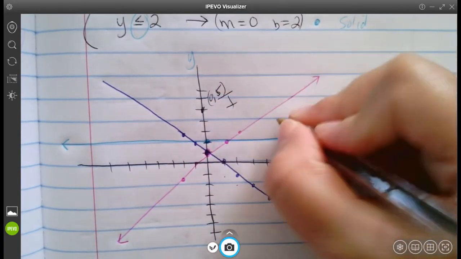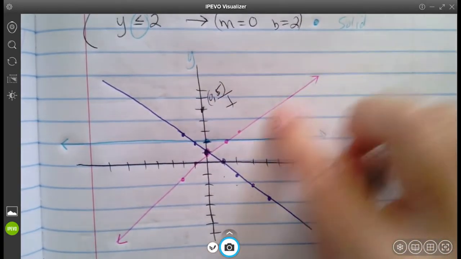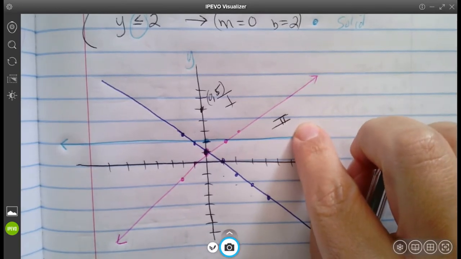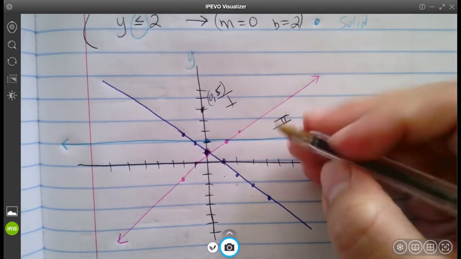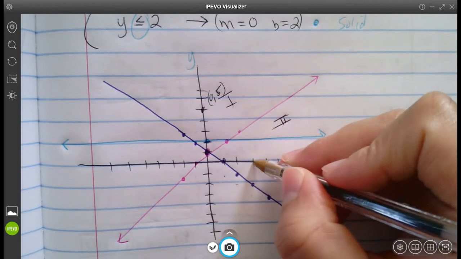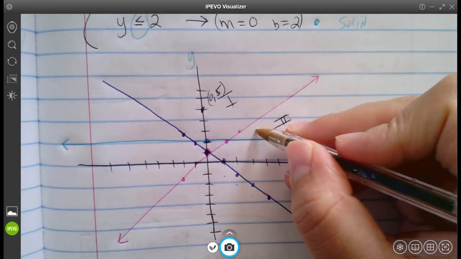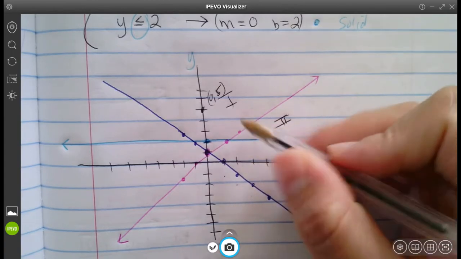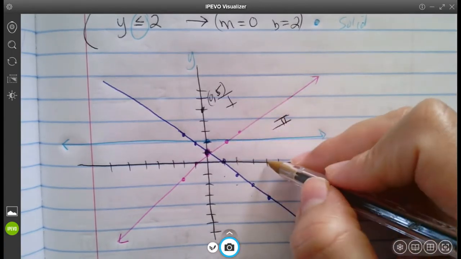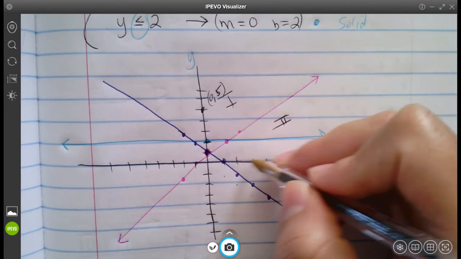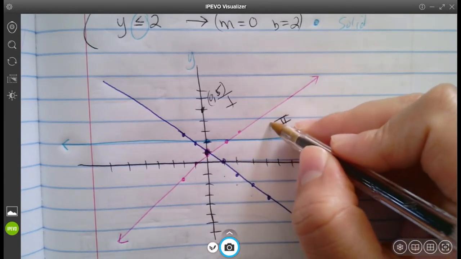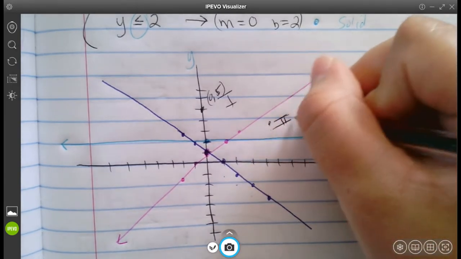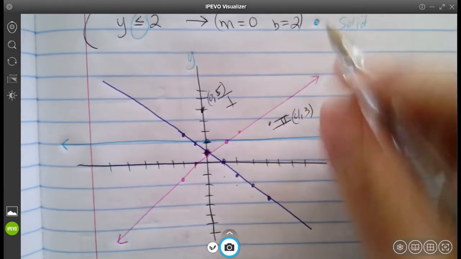Region 2 is this space right here. Let's see, 1, 2, 3. Maybe not that one. You want to make sure it's in the area. Let's use 4, 3. So 1, 2, 3, 4, and 1, 2, 3, so somewhere here. I'm going to use 4, 3 for region 2.